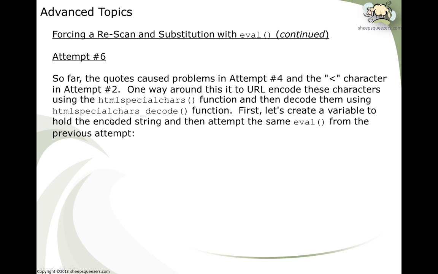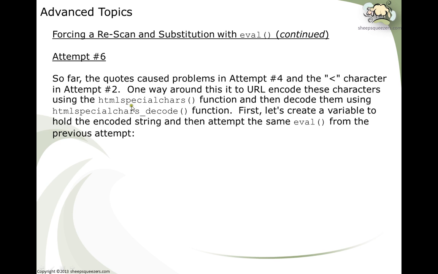Attempt number 6. So far, the quotes caused problems in attempt number 4, and the less than character has the potential of causing a problem in attempt number 2. One way around the quote problem and the less than problem is to encode these characters using the htmlspecialchars function. In other words, the less than symbol is replaced with ampersand lt semicolon, making it safe for PHP. The double quotes are replaced with ampersand quot semicolon, making it safe for PHP because it's not going to see quotes, it's not going to see less than symbols.